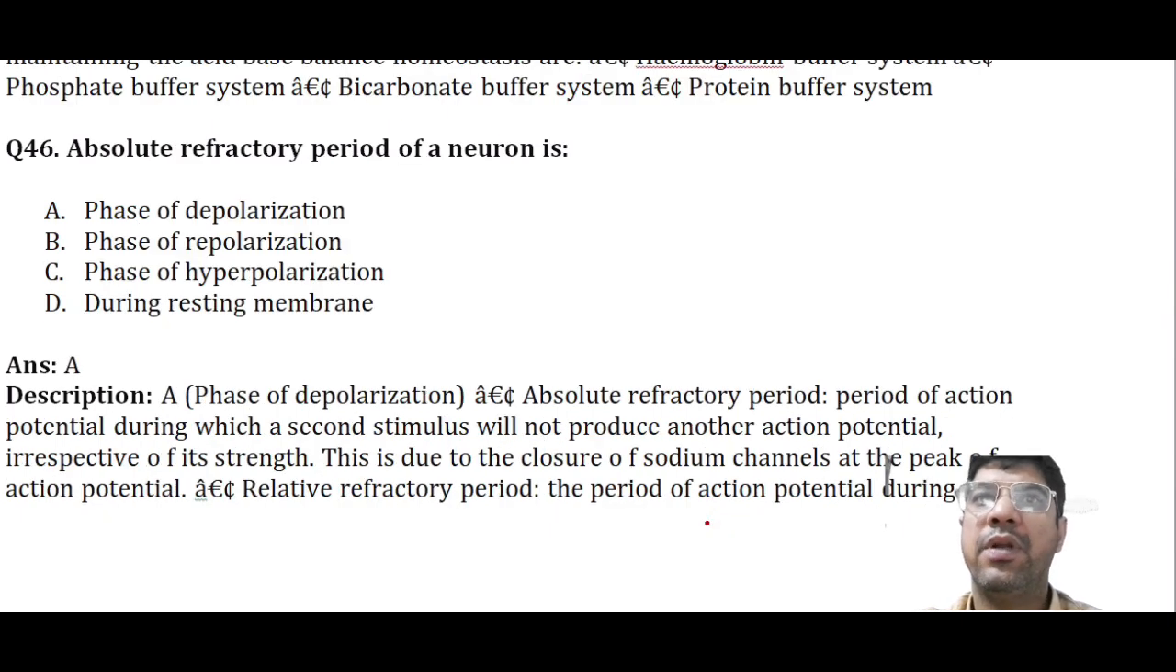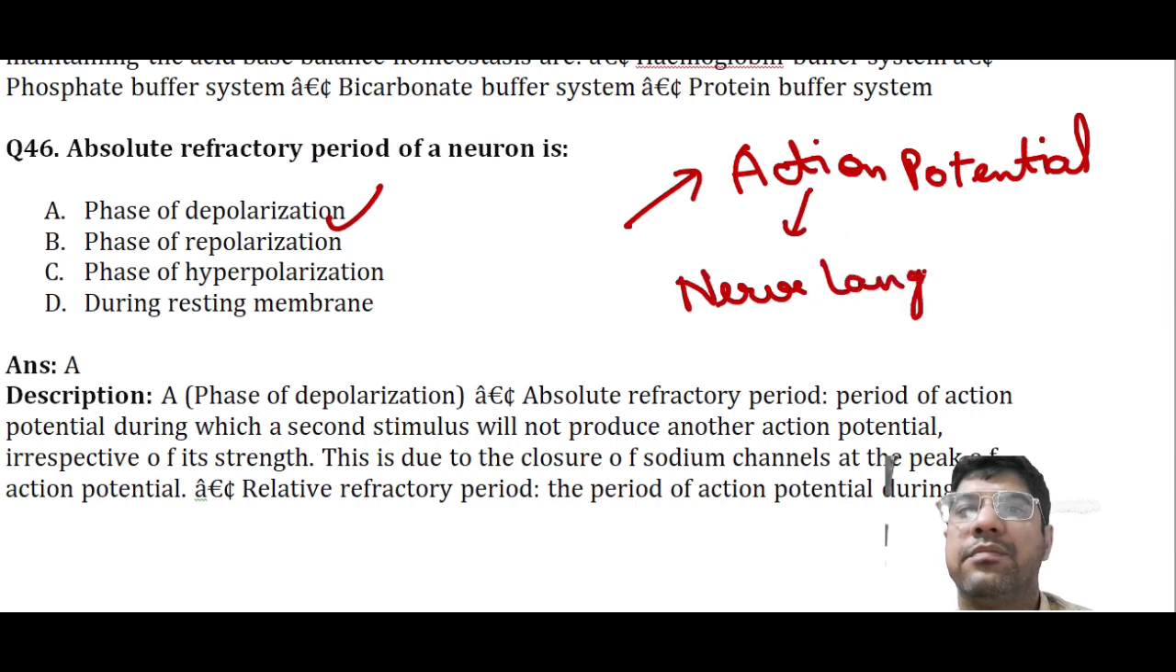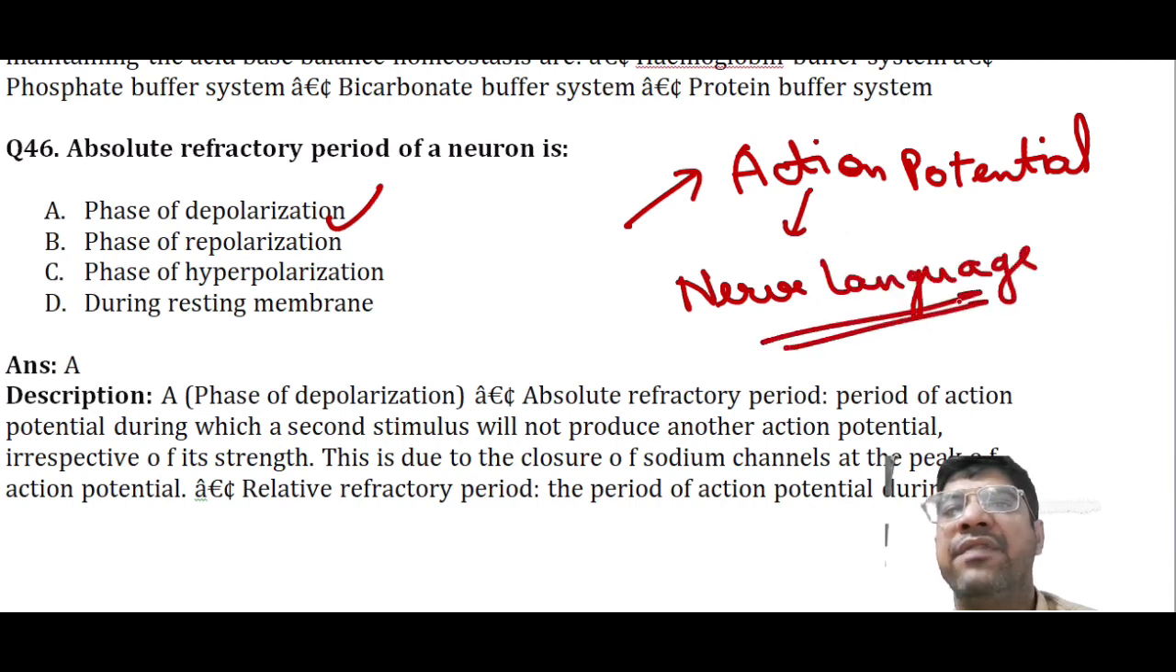The absolute refractory period of a neuron is the phase of depolarization. So think of a nerve like a messenger that carries important messages in your body. To send a message, the nerves need a special language that is known as the action potential. So the action potential is basically the nerve's language. It is like a nerve's way of talking. It is an electric signal that runs along the nerve.